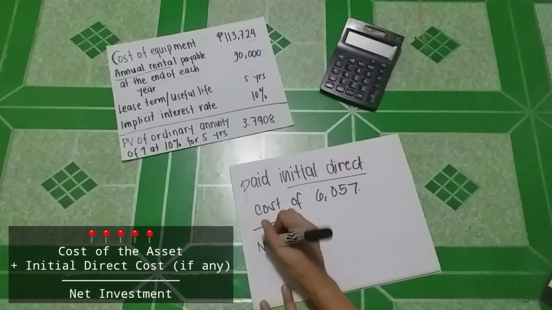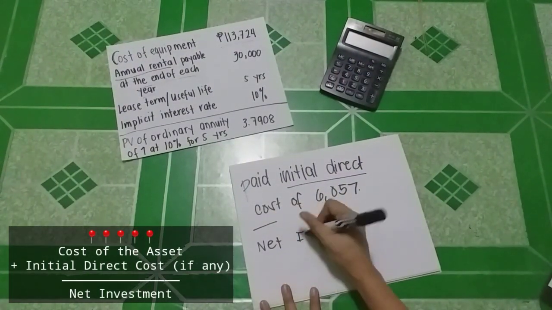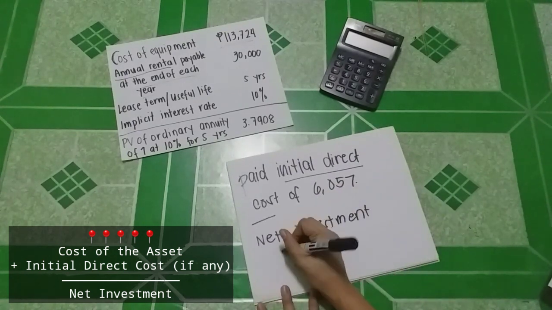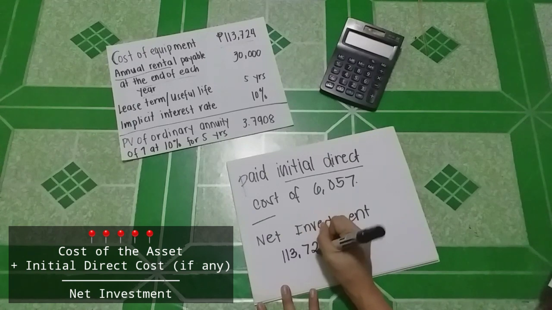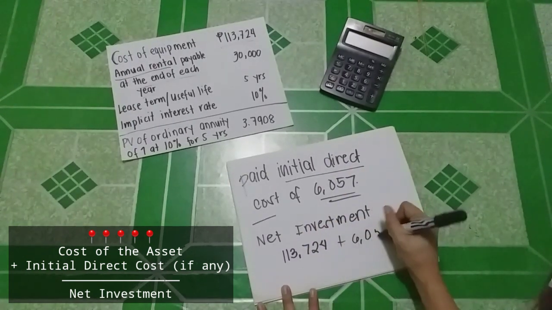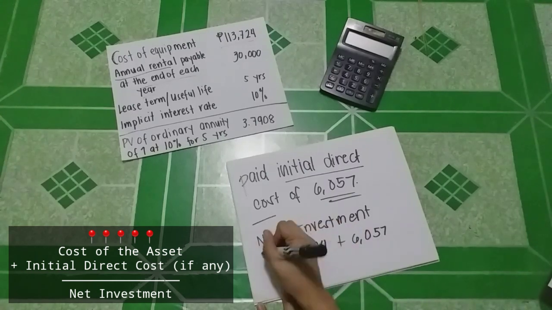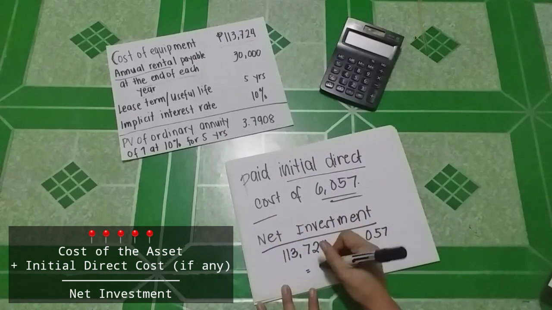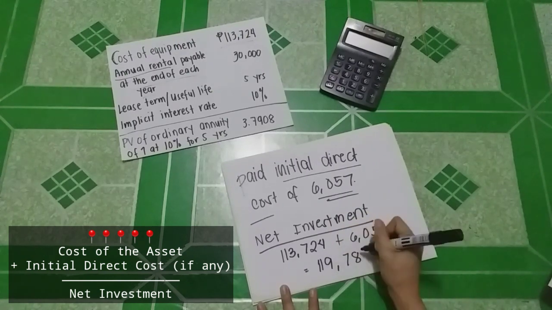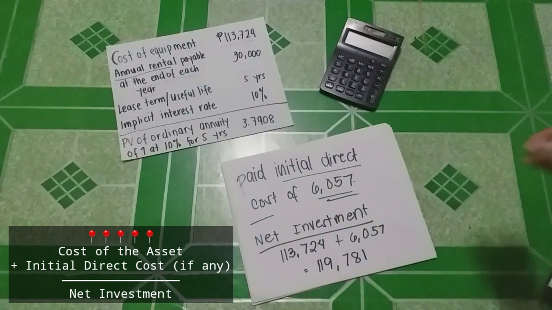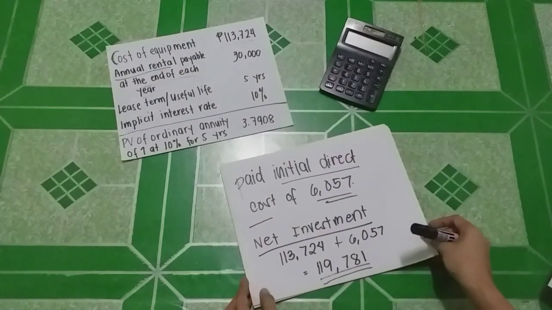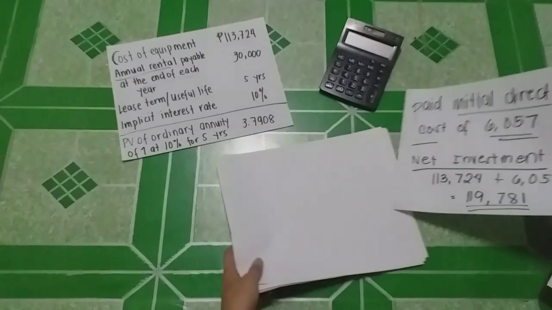So, net investment will now be equal to 113,724 plus 6,057. Net investment will now be 119,781. So, this increase in net investment will reduce the unearned interest income.